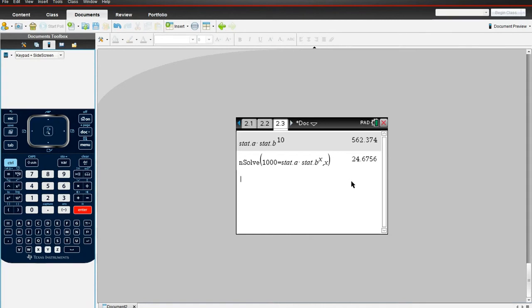Okay, so that's how you would get future values. The other question we were looking for is how much it will be worth in 10 years. This is how much it's worth in 10 years. This is how long it would take to get it to be worth 1,000. So that's the end of the note.